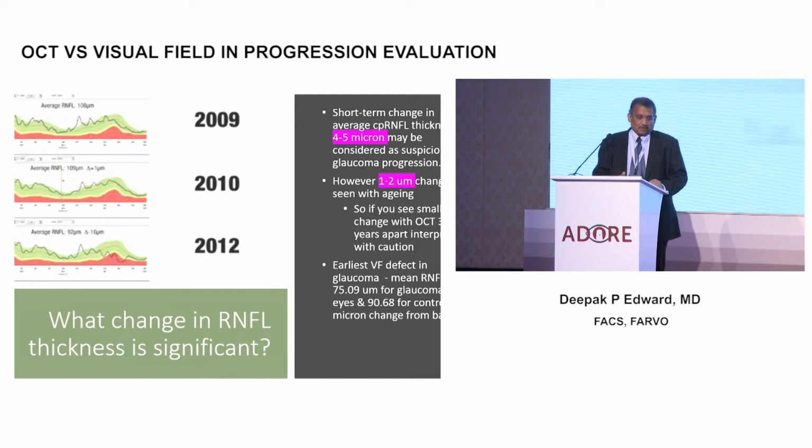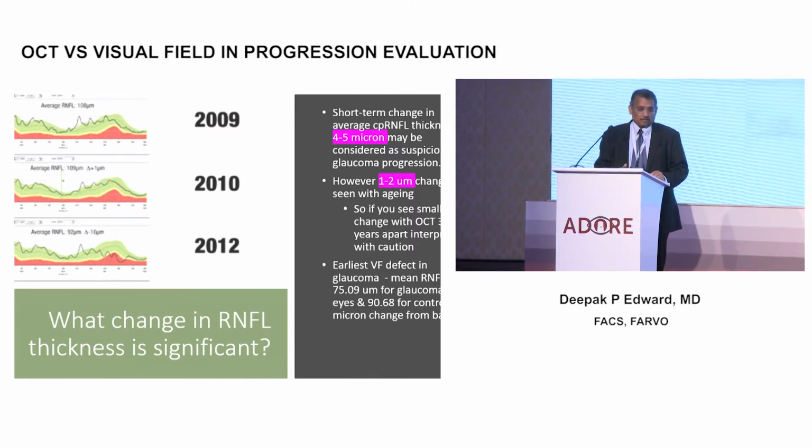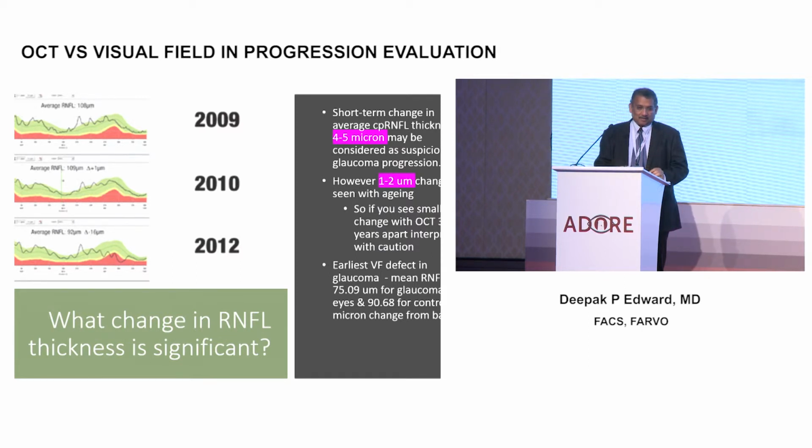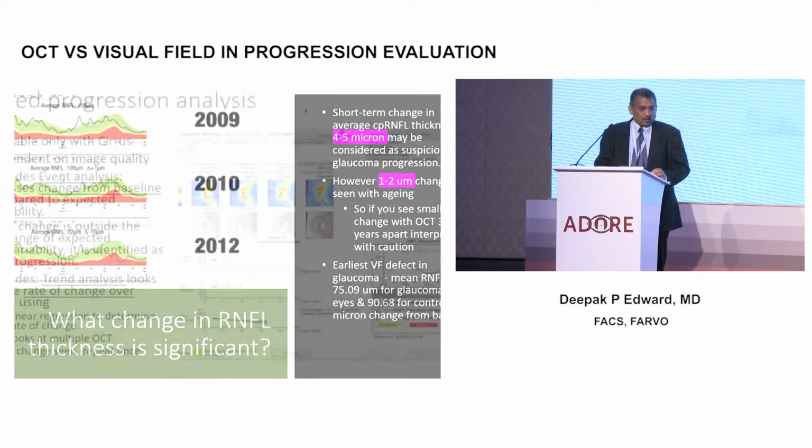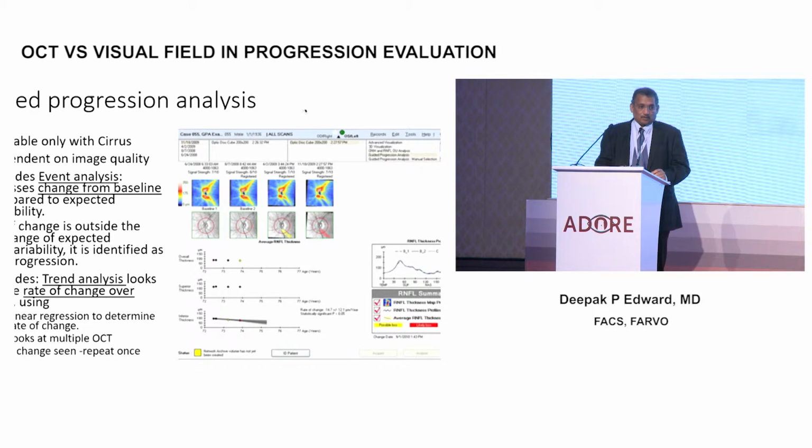On the other hand, you can see that in order for the earliest visual field defect to happen, you need to lose about 15 microns of retinal nerve fiber layer. So keeping this in mind, there is a margin of error in OCT, about 4 to 5 microns. When you're looking at individual scans, it can be hard to tell the difference from one to another. So to our rescue is what's available right now, just mainly with the Cirrus.